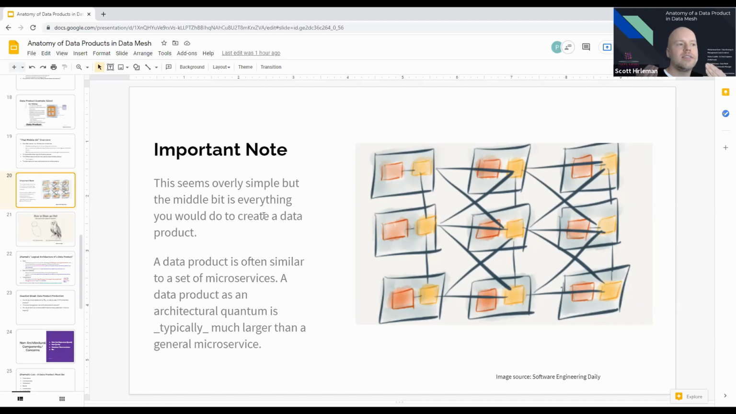But a data product is similar to a set of microservices, because it's not just a single thing that is doing a single thing. It's not a single bit of our infrastructure or code that's doing a single piece, because you are creating a broader data product, right? If you have very, very small data products, maybe you might have a single pipeline that's doing the transformations or whatever, but really it's typically much larger than a general microservice.